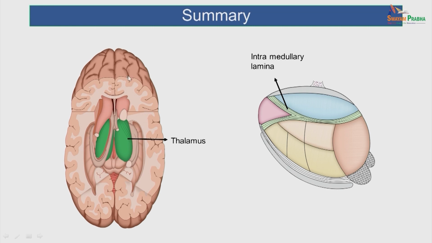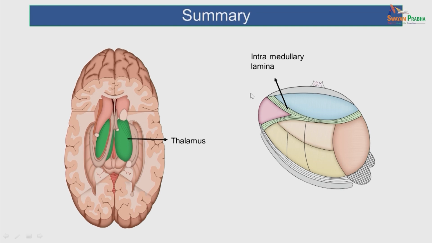So, as a summary, we will take a quick recap. This is the thalamus, which is a subcortical ovoid-shaped grey matter which extends anteroposteriorly, enclosing the two ventricles, that is, the lateral ventricle and the third ventricle. It has an anterior end, a posterior end, a medial surface, a lateral surface, a superior surface and an inferior surface. This subcortical grey matter has a little bit of white matter, which we call the intramedullary lamina and extramedullary lamina.